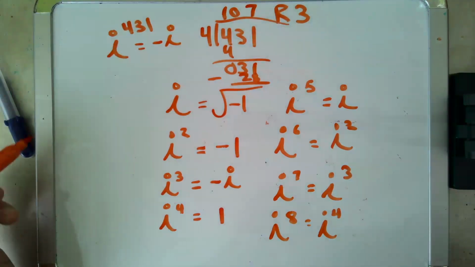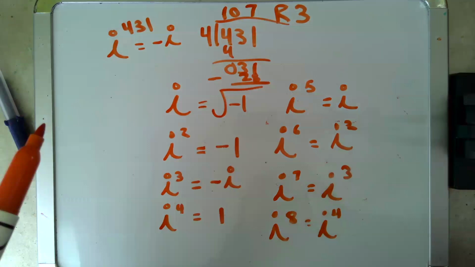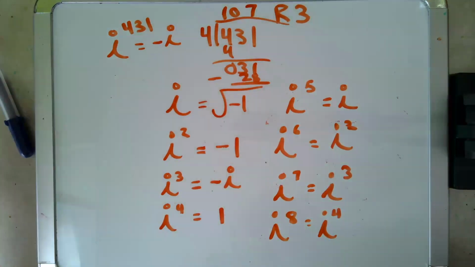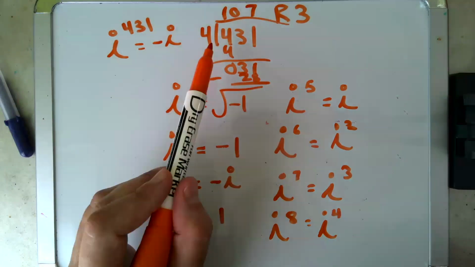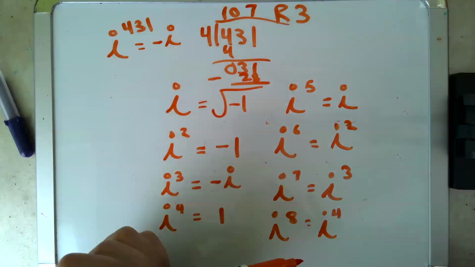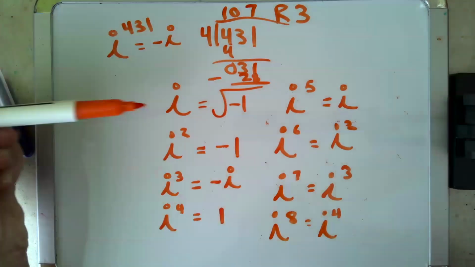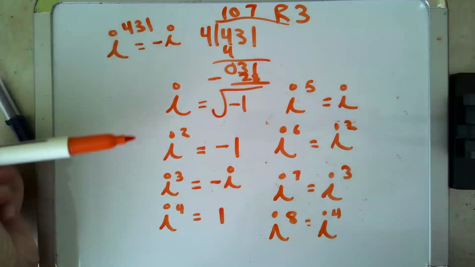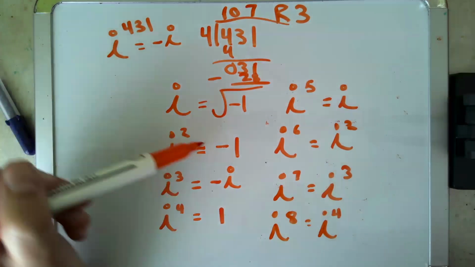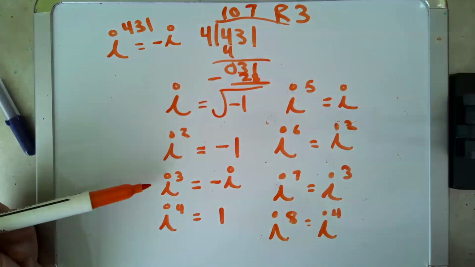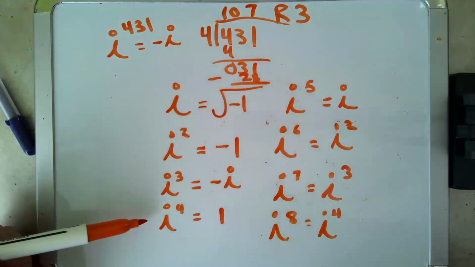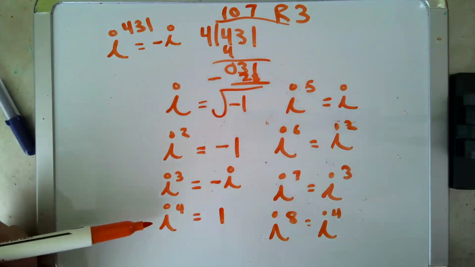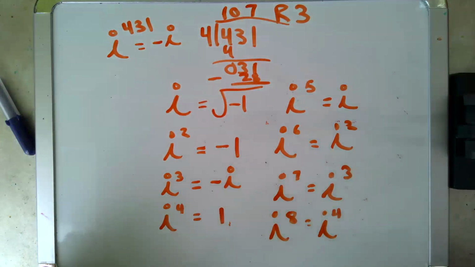So now that you understand the how come, we can jump straight to what to do when you are facing i to the enormous number. Divide by 4, find the remainder, and then if your remainder is 1, your answer is i. If your remainder is 2, that's i squared, which is -1. If your remainder is 3, that's i to the third, which is -i. And if your remainder is 0, that means there were an even number of i to the fourths. That means it reduces to 1.